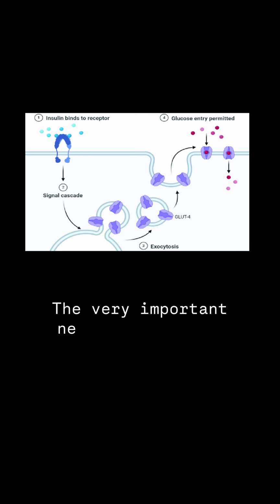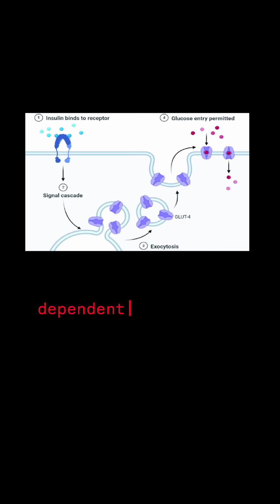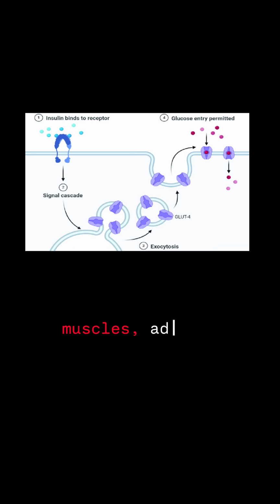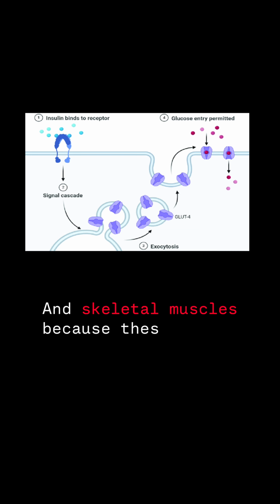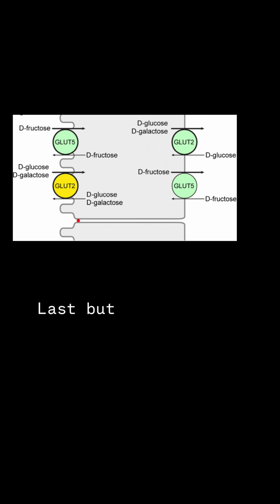The very important next GLUT is GLUT 4, which is essentially insulin dependent and is used for the transport of glucose to heart muscles, adipose tissue, and skeletal muscles, because these organs require insulin to use glucose to maintain their energy. Last but not least is GLUT 5, which is essentially present in testes and is used for fructose transport.